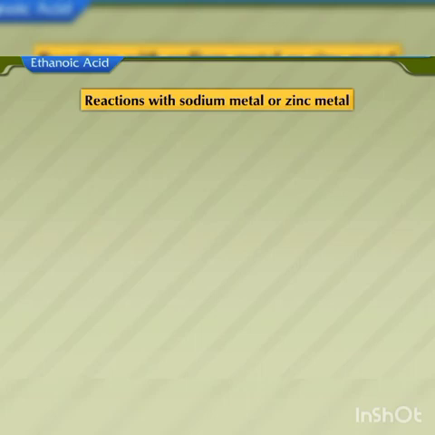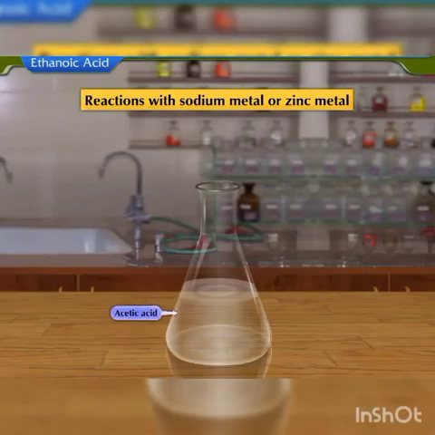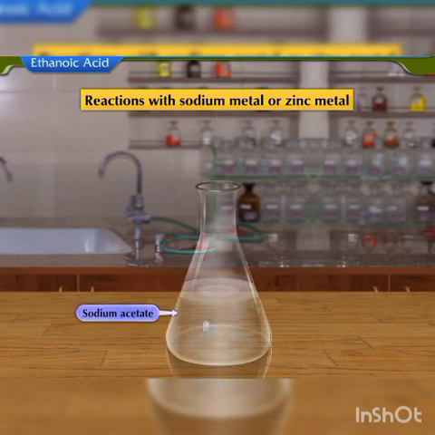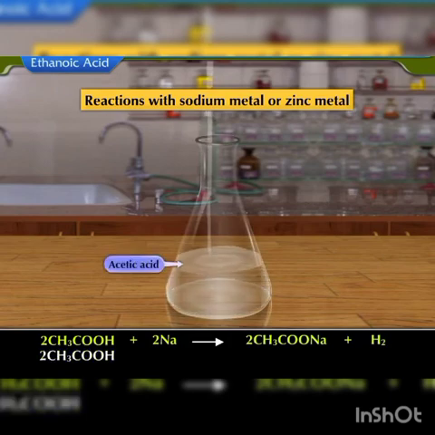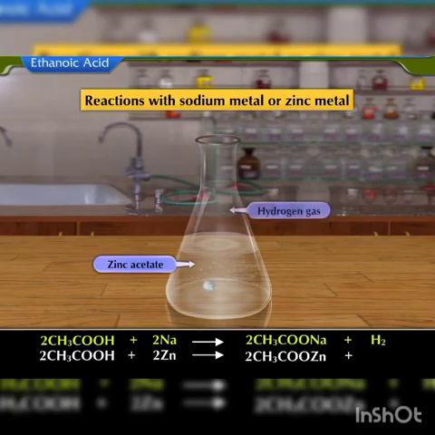Reactions with sodium metal or zinc metal. Acetic acid reacts with sodium metal to form sodium acetate and hydrogen gas. Similarly, acetic acid reacts with zinc metal to form zinc acetate and hydrogen gas.